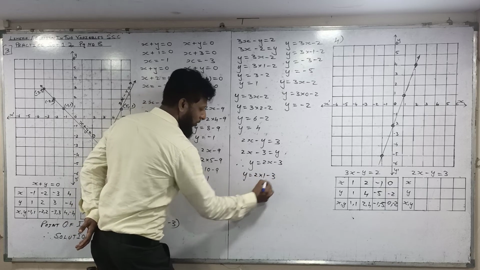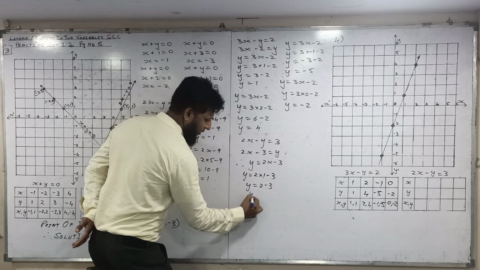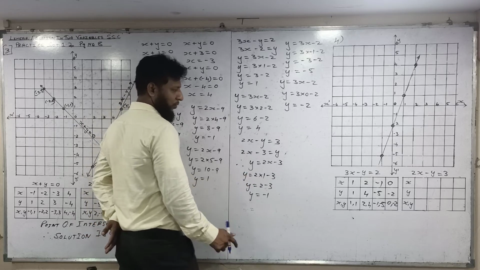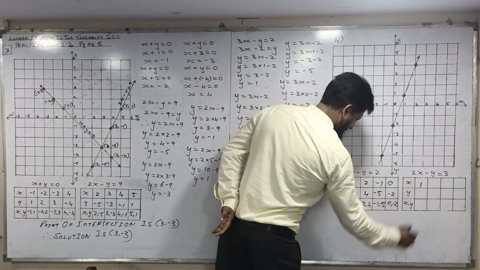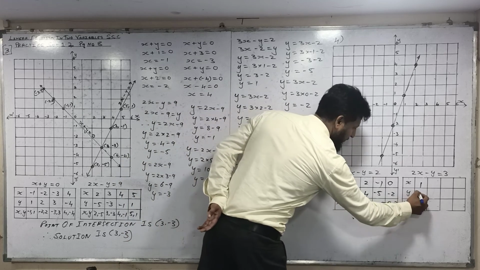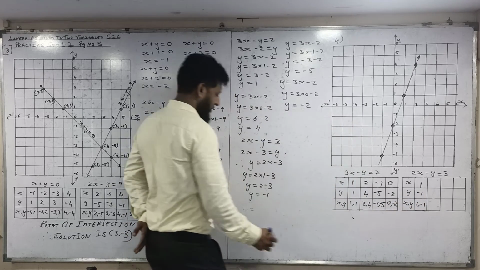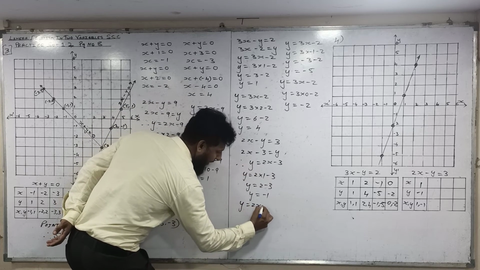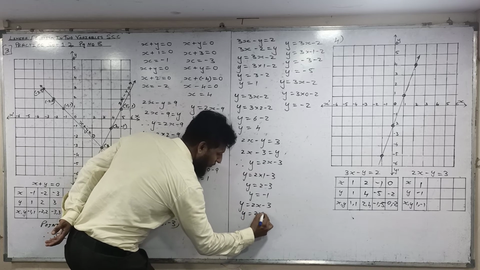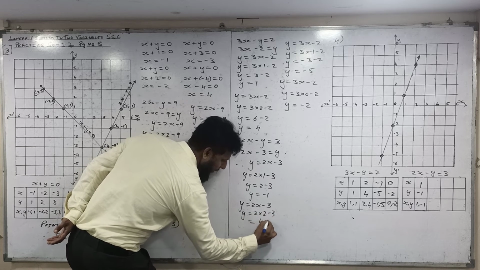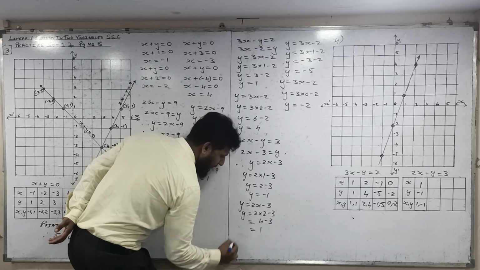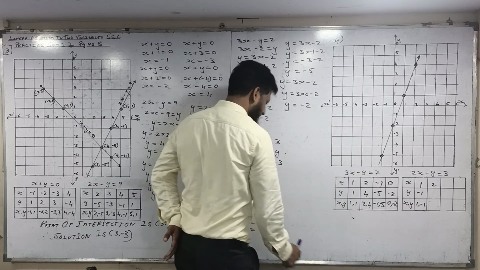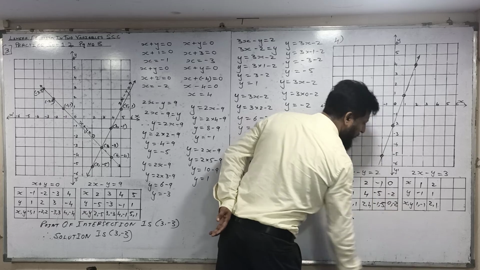2 times 1 is 2. So 2 times 1 is 2 minus 3, y is equal to minus 1. When x value 1, y value minus 1. Okay, 1 and minus 1. Now again write this equation. Y is equal to 2x minus 3, x is equal to 2, so 2 times 2 is 4 minus 3 is equal to 1. So when x value 2, you will get the y value 1, 2 and 1.